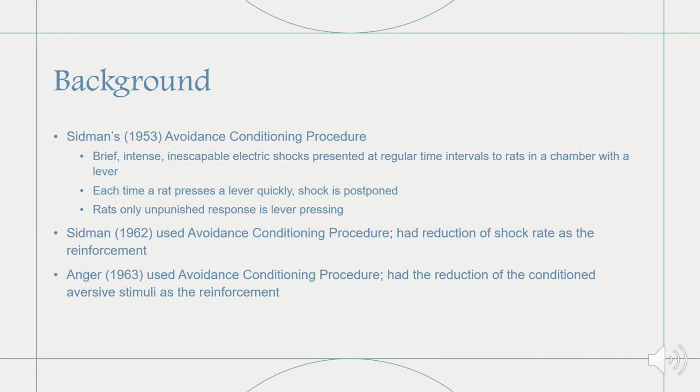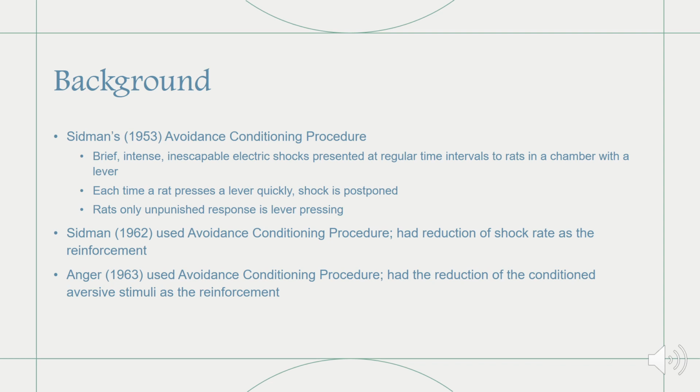Negative reinforcement is the termination of a stimulus immediately following responding that results in an increased likelihood that the response occurs in the future. When studying negative reinforcement, Sidman in 1953 discovered the avoidance conditioning procedure, which was brief, intense, and inescapable electric shocks presented at regular time intervals to rats in a chamber with a lever.